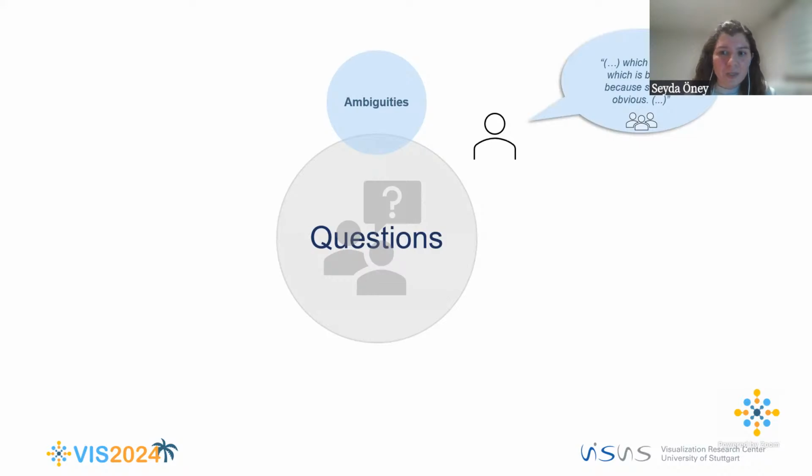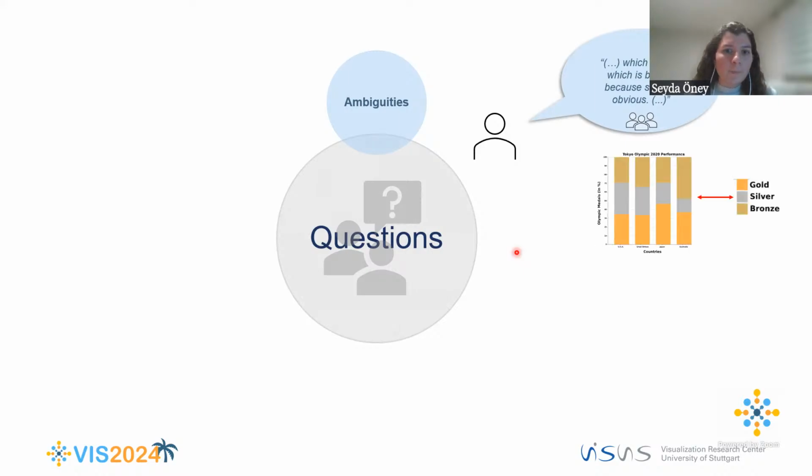So in the interview, we also spent a lot of time discussing the questions, and the participants noticed some ambiguities in both the questions and the visualizations. Like here, the order of the legend didn't match the order of the attributes in the stacked bar chart. This confused most of the participants.